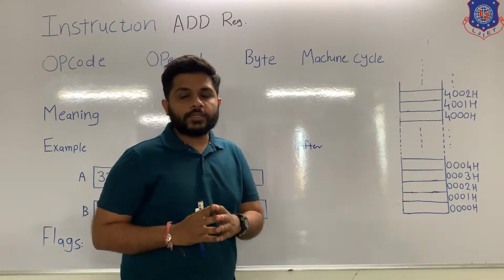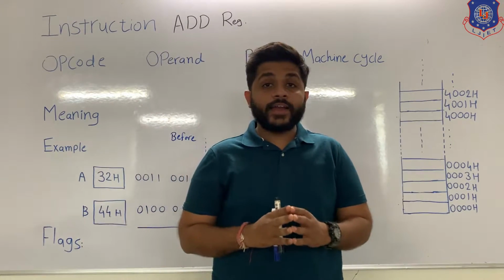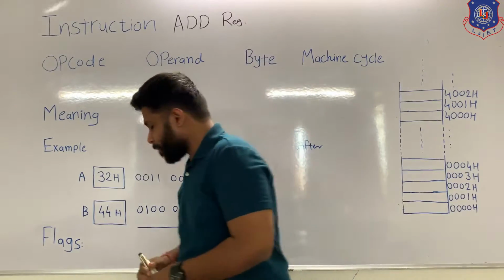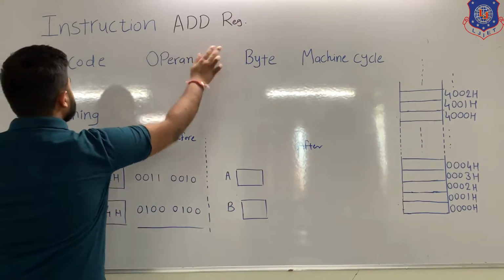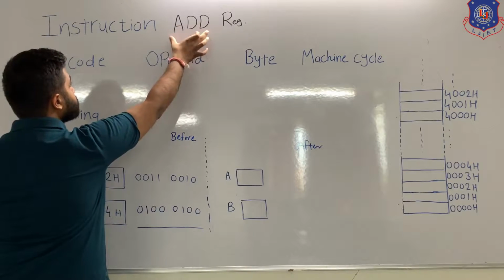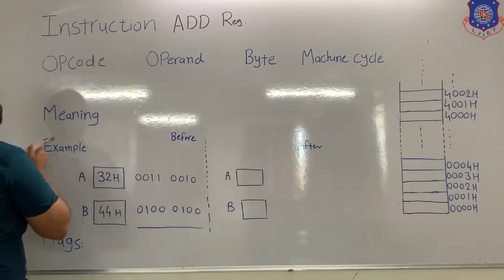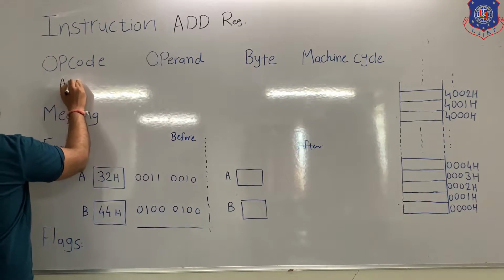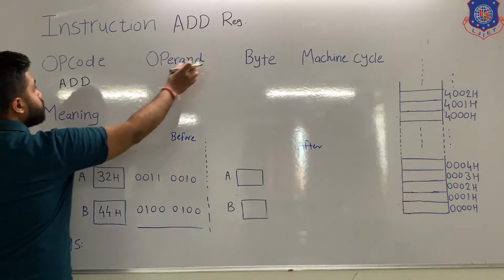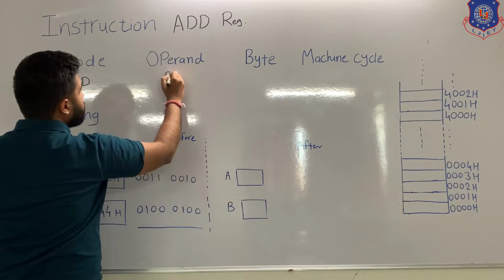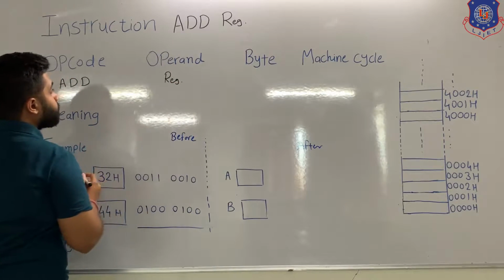So now we are going to see the instruction, that is add register. The first part of the instruction is add. So opcode is add. The remaining portion of the instruction is known as operand, that is register.